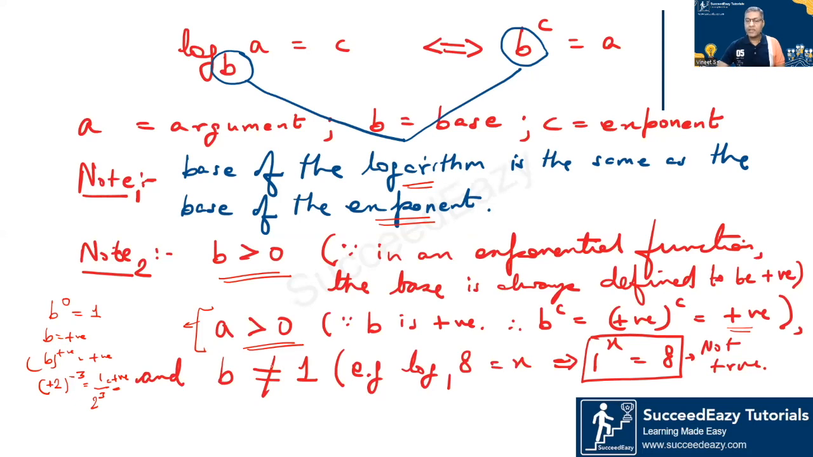The reason is that if you take, for example, log of 8 to the base 1 equals to, let's say, any number x, then in that case, 1 to the power x is going to be 8 as per the definition that we just saw, the conversion between exponential and logarithmic functions, right? So 1 to the power x is not equal to 8. This is not true, right? 1 raised to any power cannot give you 8, correct? So base cannot be equal to 1, all right? Please notice, if you want, you can take a screenshot.